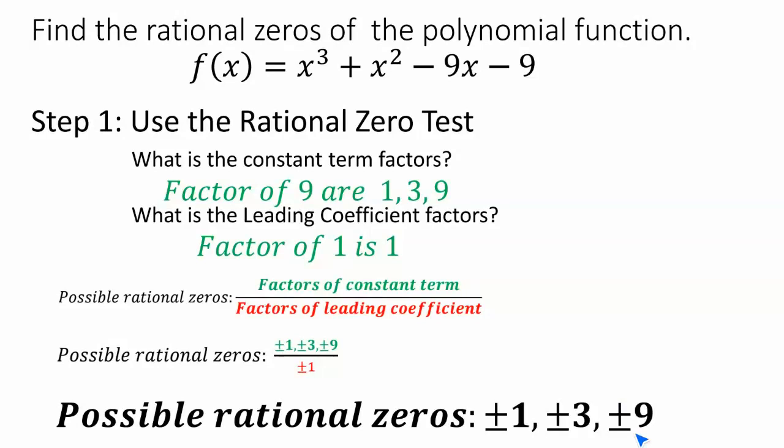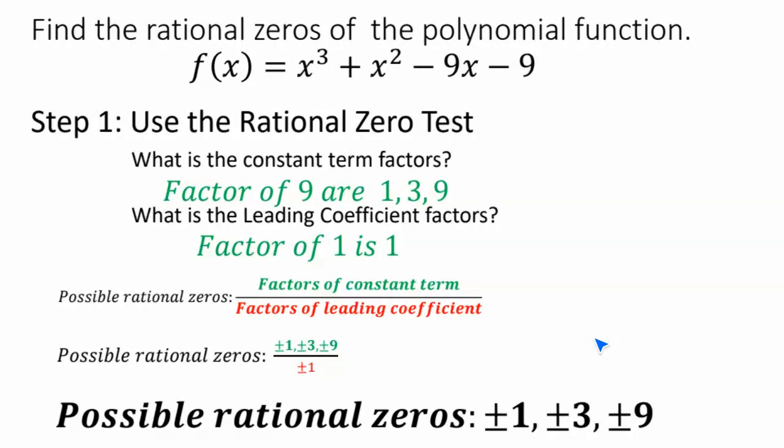However, on WebAssign, they don't have a symbol for plus or minus. So you have to enter your answer individually. So you would enter 1, or you would enter -1. And then sometimes they ask you to enter your answer from smallest to greatest. So if they say smallest to greatest, in this case, we would enter -9, -3, -1, 1, 3, and 9. Okay, and so you want to enter them separately.